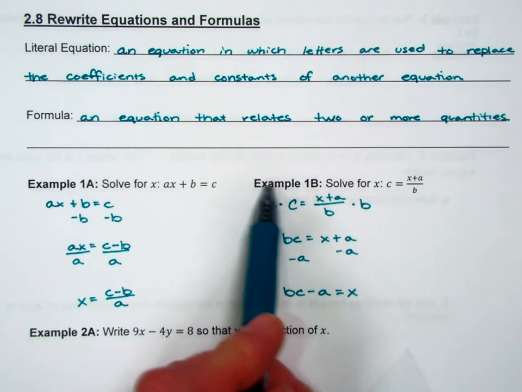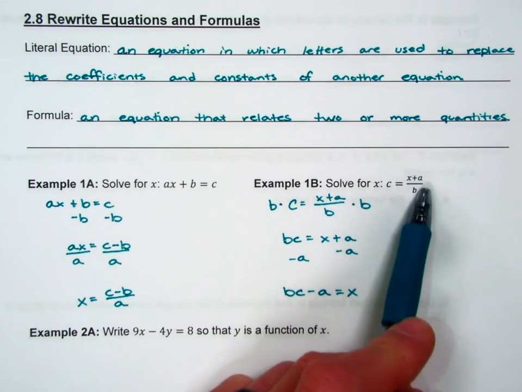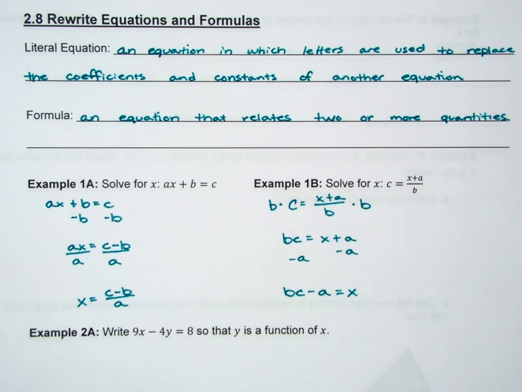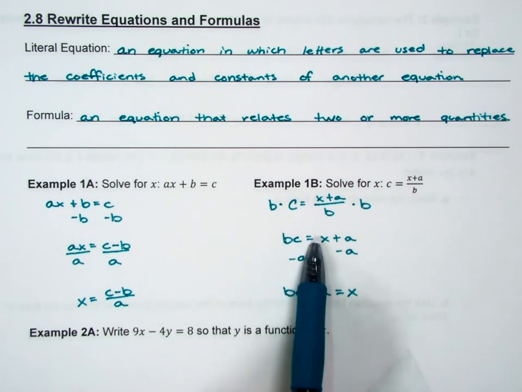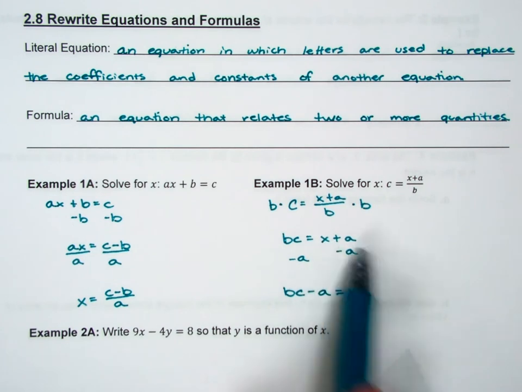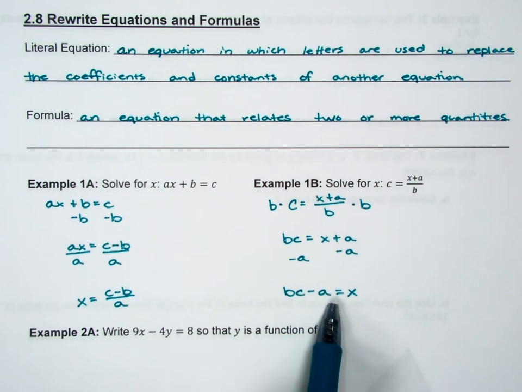Now, in example 1b, because everything was being divided by b on the right-hand side, our first step was to multiply both sides by b. So when we multiplied both sides by b, that gave us b times c, and on the other side, that multiplication and division canceled each other out, and we had x plus a. Then we undo our addition with subtraction, so we subtract a from both sides, and we have that b times c minus a is equal to x. And again, this equation has been solved for x, so that is our final answer.